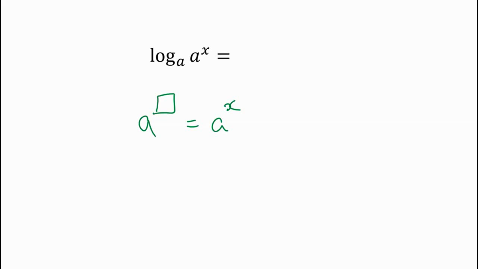What exponent do I put on a so that it's equal to a to the x? X. Very good. Right? And it kind of seems like a silly question, or you think, is that really what this is asking for? Yeah, that's what it's asking for. But this is a big deal. This is one of the big properties that I was talking about. Log base a of a to the x equals x.